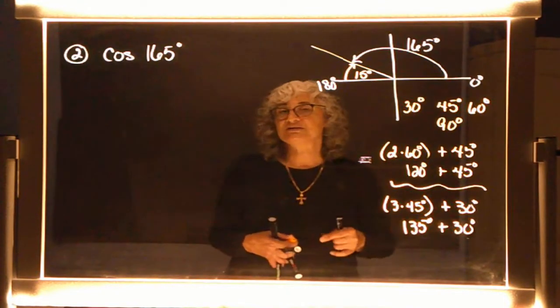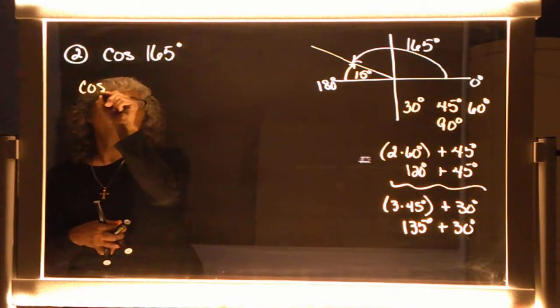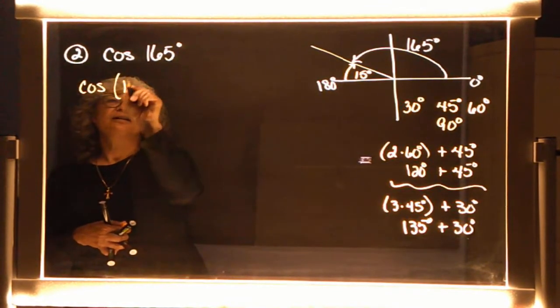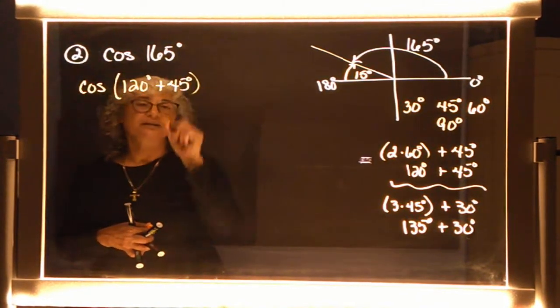Okay, so then let's go with the first one. So let's rewrite this. We can rewrite this as the cosine of 120 degrees plus 45 degrees, correct?